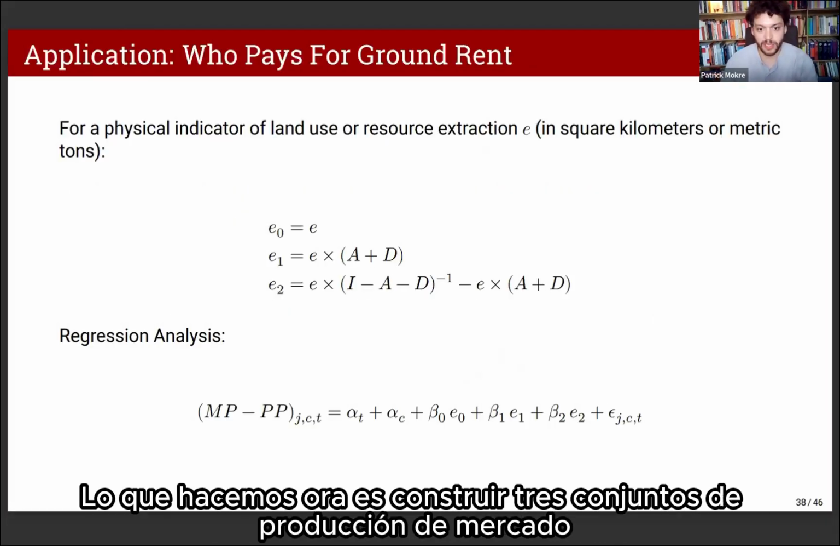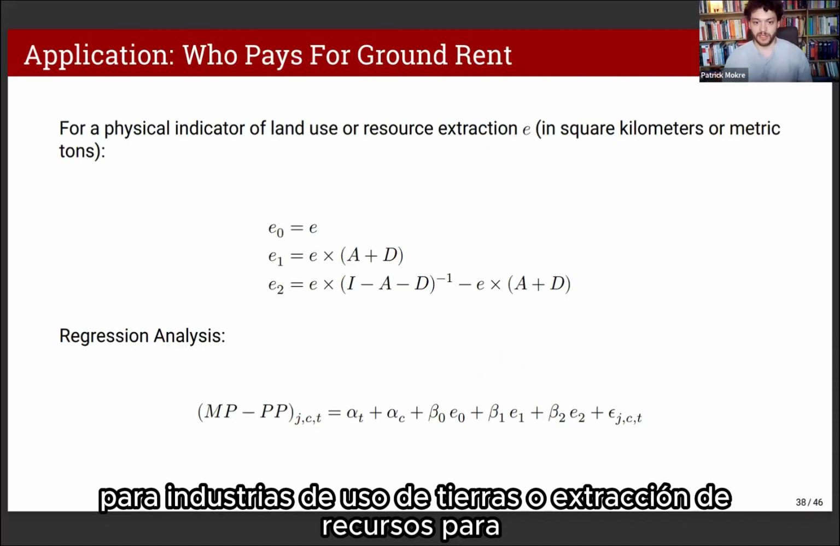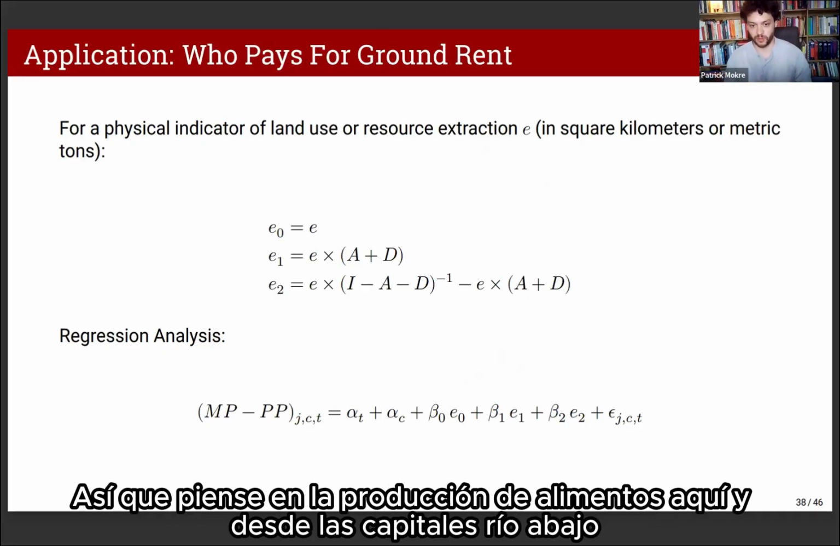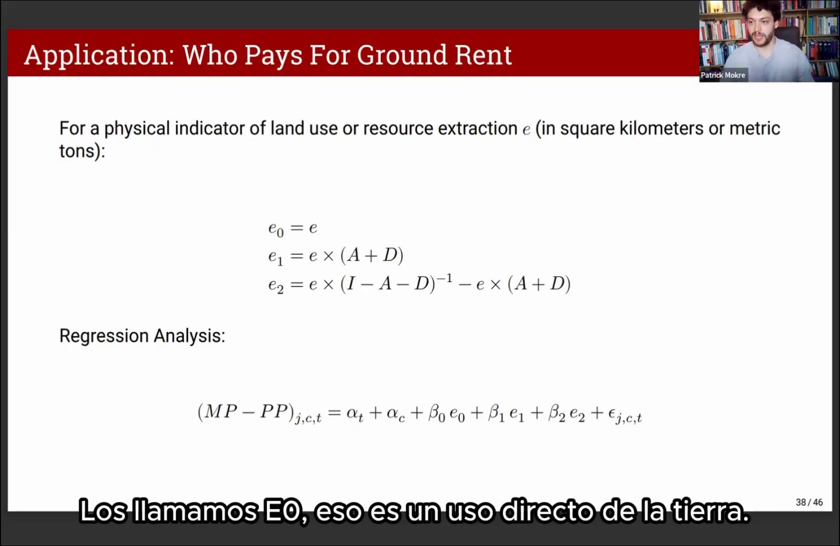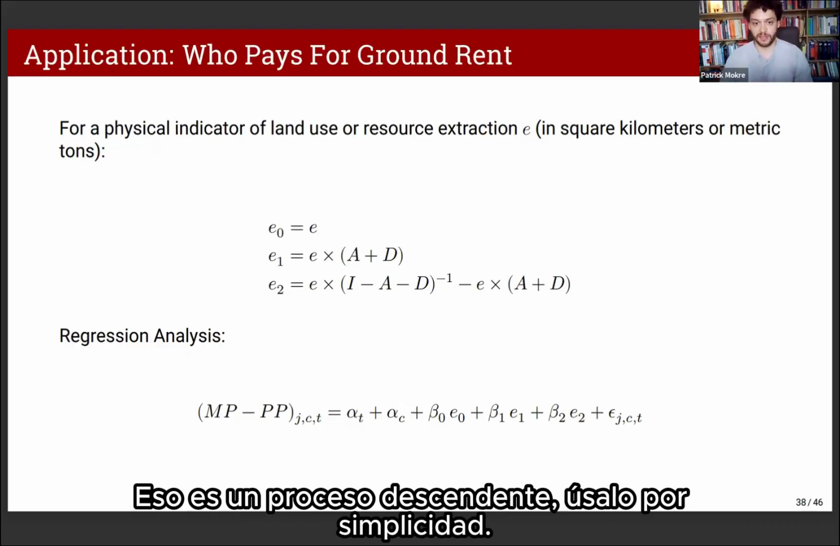What we do now is we construct 3 sets of market production price deviations on extraction data: for land using or resource extracting industries, for producers that directly process them, so think of food production here, and from downstream capitals, think of restaurants as this. We call them E0, that's direct land use, E1, direct processing, and E2, that's downstream use for simplicity.